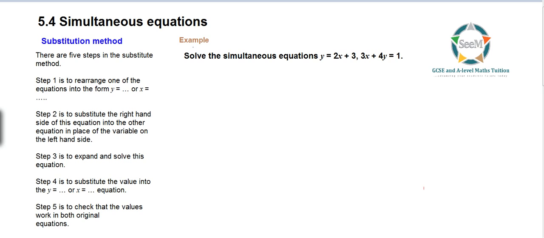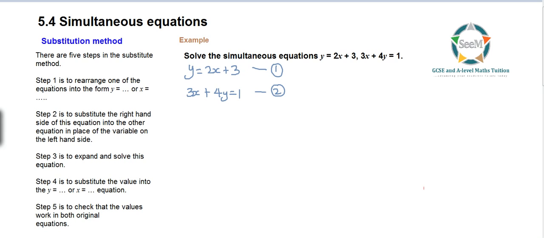The first thing we need to do is to write the equations, which are y equals 2x plus 3 and 3x plus 4y equals 1. The next thing I'm going to do is label the first equation as equation 1 and the second equation as equation 2. This is very vital because you will see why later.